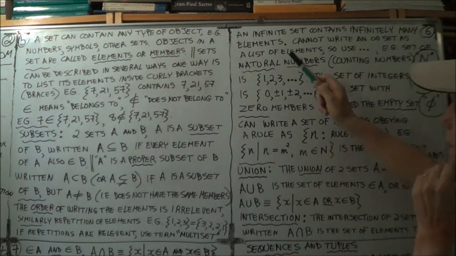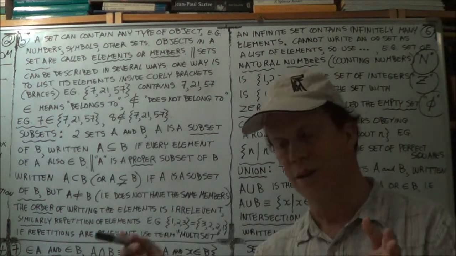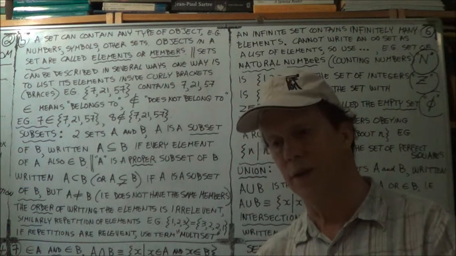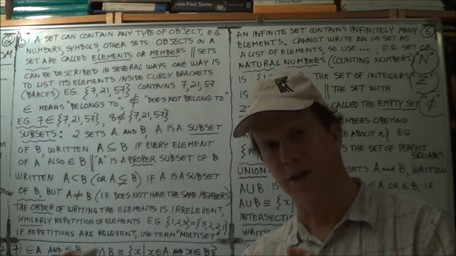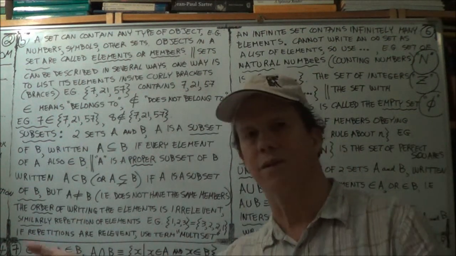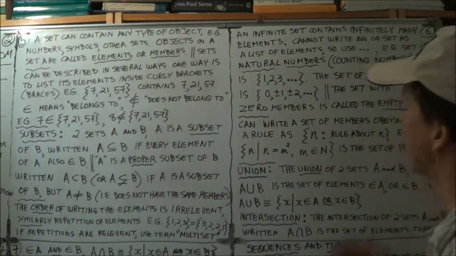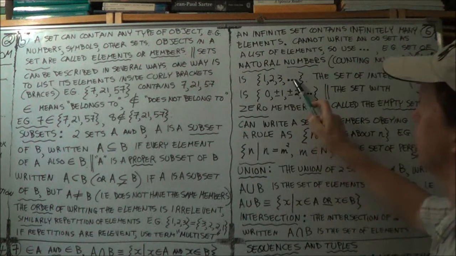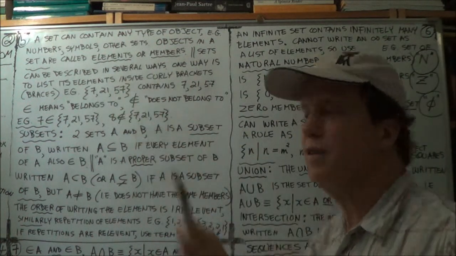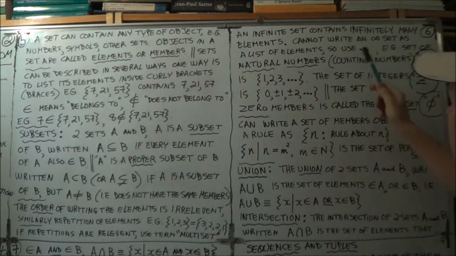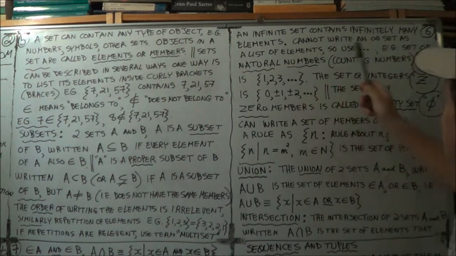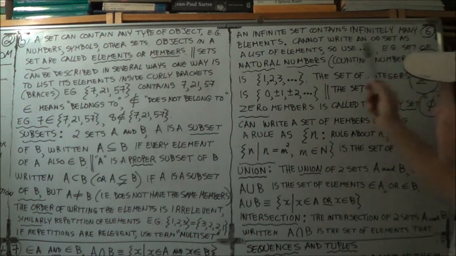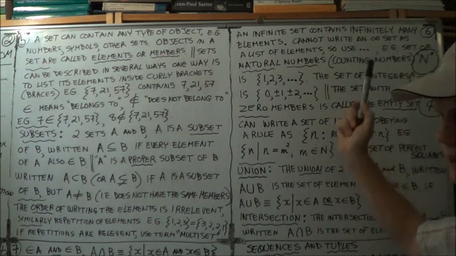Now you cannot write out an infinite set by writing out all its elements. By definition, it's infinite, you can't do that. So one way you write an infinite set is to use dots, like etc. So, for example, if you wanted to write out the set, an infinite set, of natural numbers.